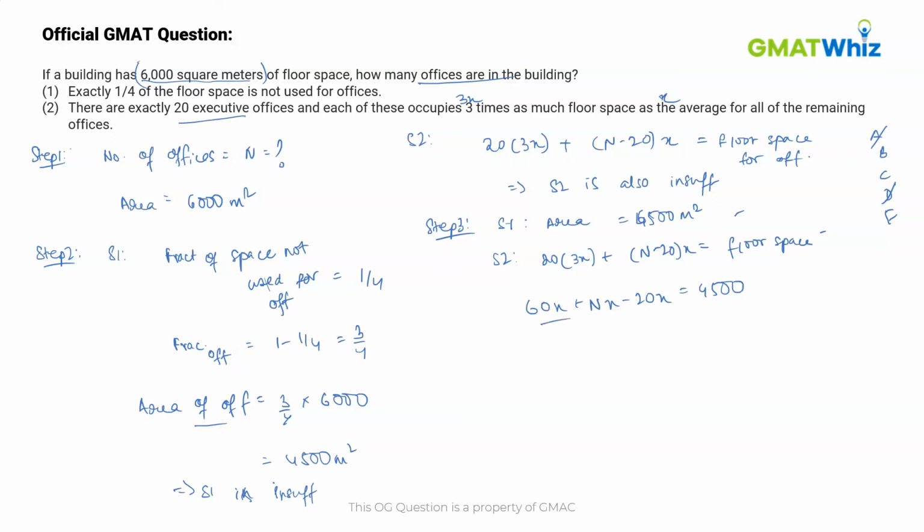Now this is also another equation in two variables. Since we have no other information about the values of n and x, it is not possible to solve this equation without any other information. So we can conclude that statement 1 and statement 2 together are insufficient. So the correct answer is option E.